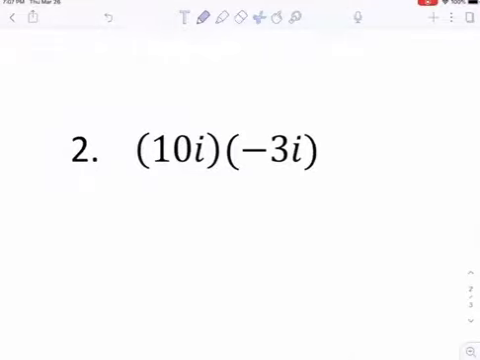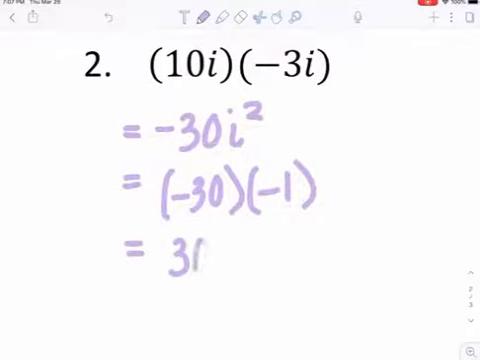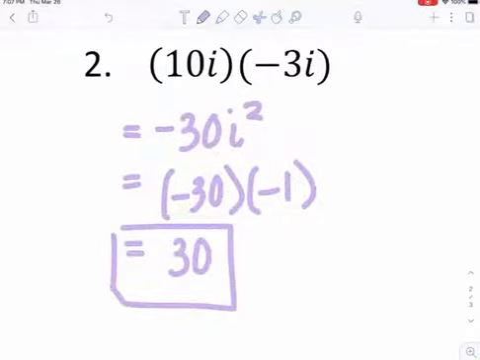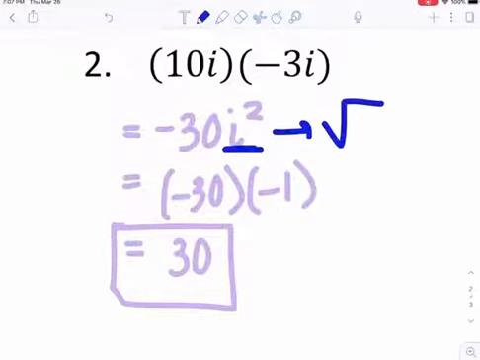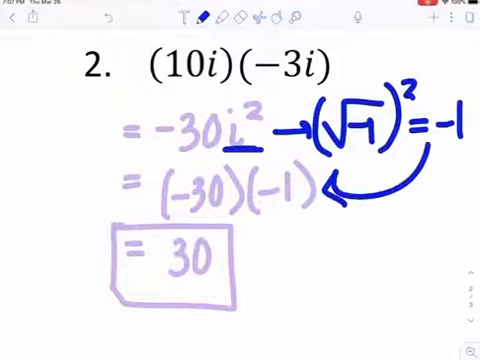Okay, and number 2, same thing. 10i times negative 3i becomes negative 30i squared. Well, we know now that i squared is just going to become negative 1, right? Because we're squaring the square root of negative 1. So this becomes negative 30 times negative 1, and then I get positive 30 as my final answer. Okay, if you're not okay with that idea, remember, if I'm squaring i, that is the square root of negative 1 squared, which is also equal to negative 1. That's where that negative 1 came from.